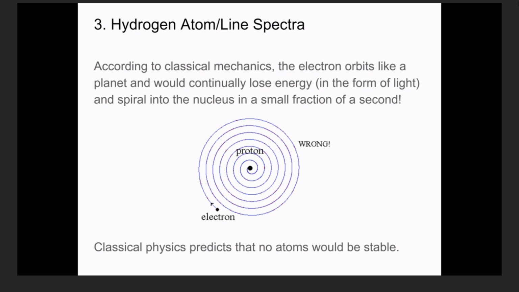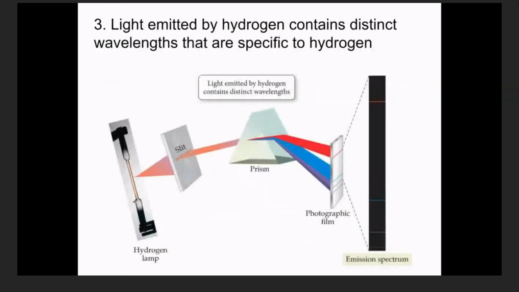So that's a little bit about the hydrogen atom. And then the line spectra comes in here. Light emitted by hydrogen contains distinct wavelengths that are specific to hydrogen. They do have these at the Natural History Museum. I was going to say go check it out, but I'm pretty sure it's closed right now.